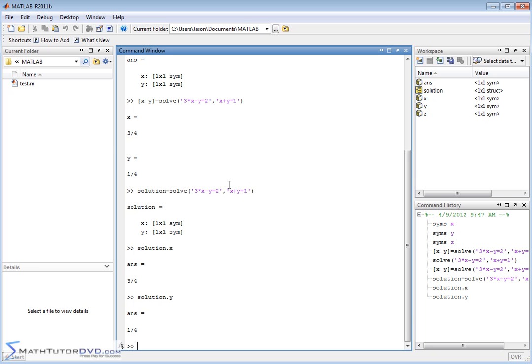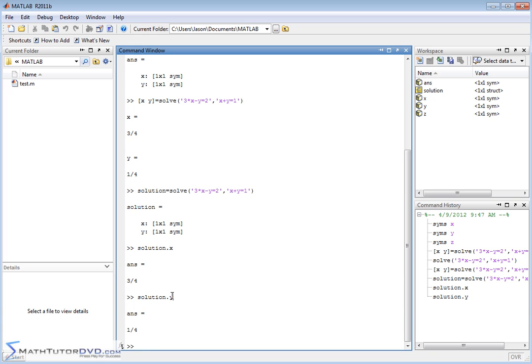But I'm taking those two answers and I'm dumping them into this single variable that I'm calling solution. Whenever I make this assignment, it puts the values of x and y in there, but it doesn't just display them. It's just telling you the solutions are in there. In order to get at them, you need to do solution.x and solution.y.